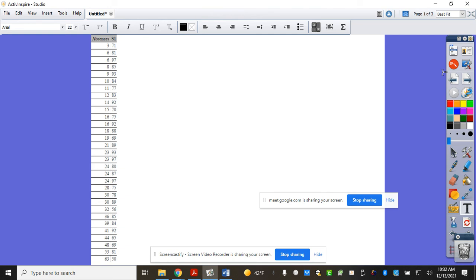On the left side, I've got number of absences. On the right side is their semester 1 grade. And so we are determining if there's a linear relationship between those. So let's go ahead and type these in a list. Which one of these would be our explanatory? Number of absences. So go ahead and type those in your list 1 real quick, and your grades in list 2.